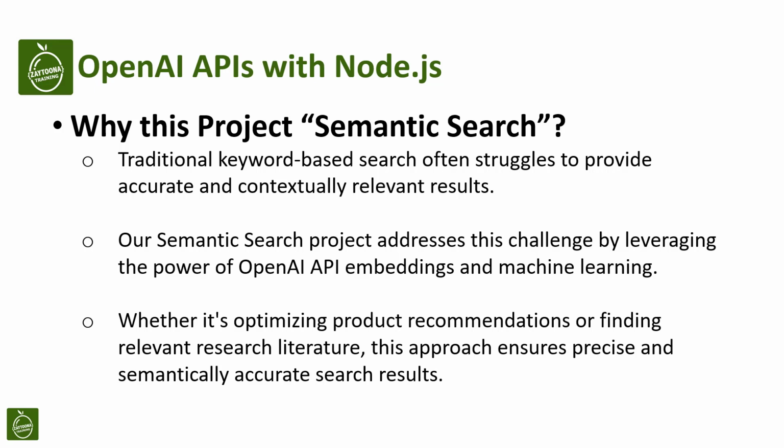So why this project? Traditional keyword-based search often struggles to provide accurate and contextually related results. Our Semantic Search project addresses this challenge by leveraging the power of OpenAI API embeddings and machine learning. Whether it is optimizing product recommendations or finding relevant research literature, this approach ensures precise and semantically accurate search results.